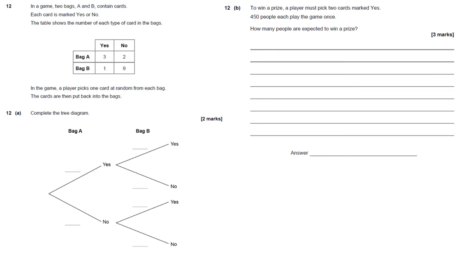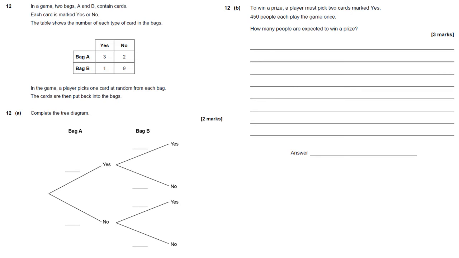Question 12. In a game, 2 bags A and B contain cards. Each card is marked yes or no. The table shows the number of each type of card in the bags. In the game, a player picks one card at random from each bag. The cards are then put back into the bags. For part A, we need to complete the tree diagram.